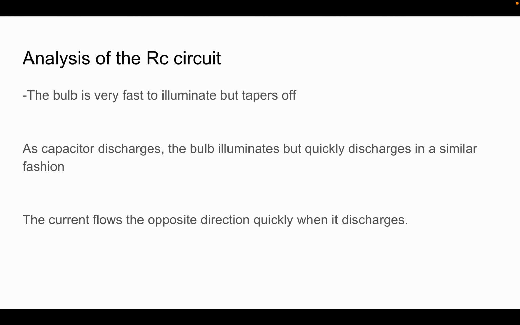So, analysis of the RC circuit. The bulb is very fast to illuminate, but then tapers off after some time. As the capacitor discharges, the bulb illuminates quickly, but then quickly dims in a similar fashion. And then the current flows in the opposite direction quickly when discharging.